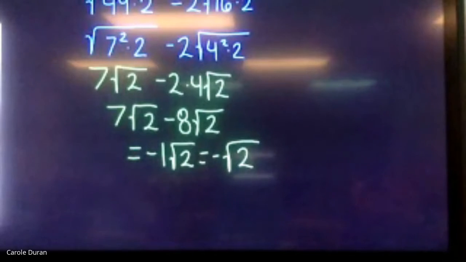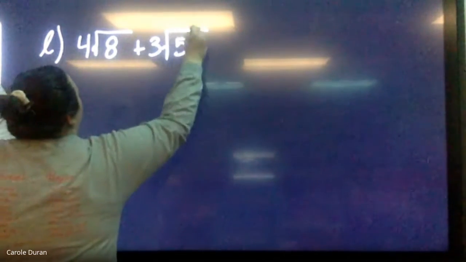So let's do an addition problem. Is there one that we like where we can't simplify? There's not going to be any that you can't simplify at all. There's going to be some that won't combine, but they'll still simplify down at least a little. So this is L: 4 times the square root of 8 plus 3 times the square root of 50.